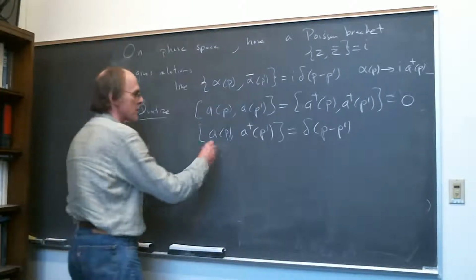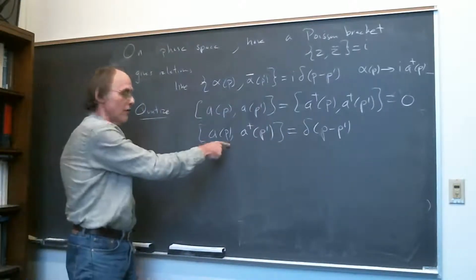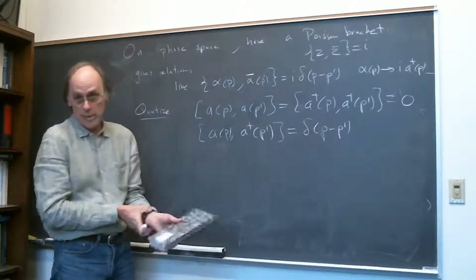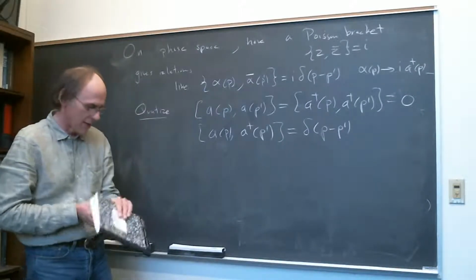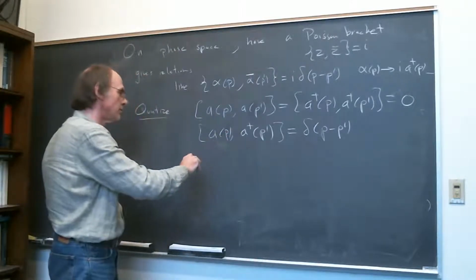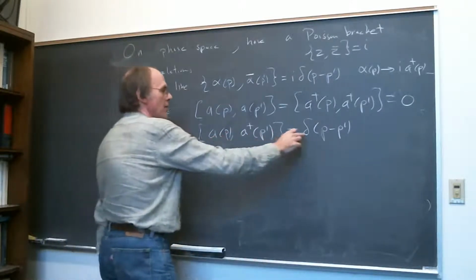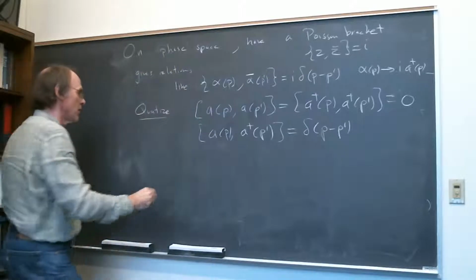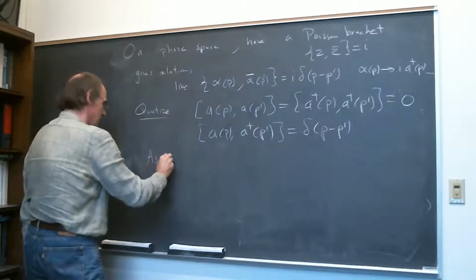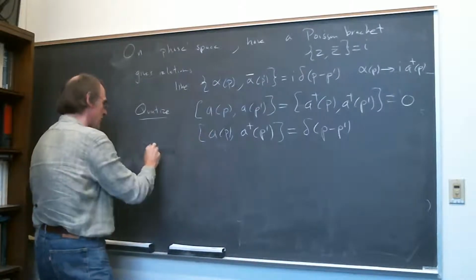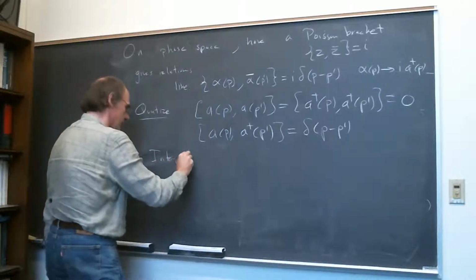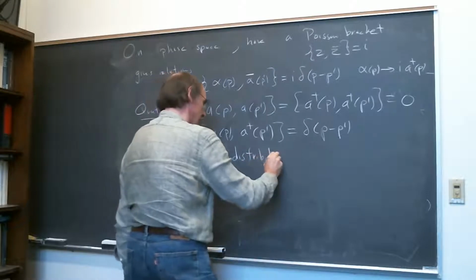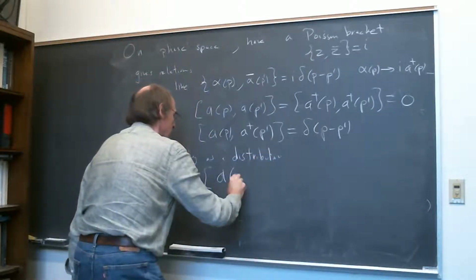Now there are two ways to make sense of this formula. One way is to say that it really only makes sense for a finite number of p's, and for those, this is just 1 if p is p prime and 0 otherwise. But for interpreting it as a distribution, what you want to do is this is really saying that.